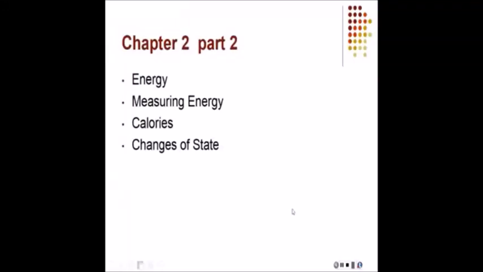All right, now we're going to do the second part of chapter 2, and these are the topics. We're going to go over energy, how energy is measured, types of energy as well, calories and foods, and then we're going to end with changes of state. So here we're going to be doing some math, especially when we're talking about measuring energy and calories and changes.